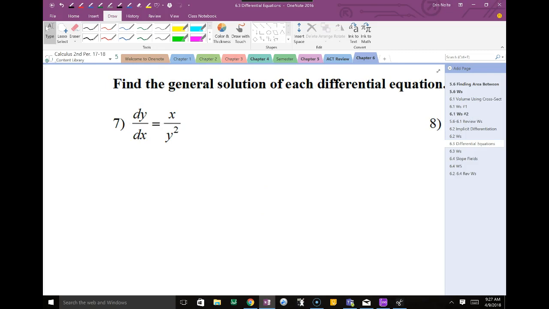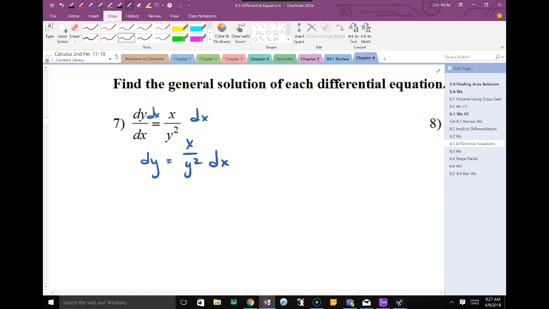Okay, so this is the first time where we've had an x and a y on the same side. What is the first step that we've been doing the whole time? Multiply on both sides by dx. Good. So that gives me dy equals x over y squared dx.